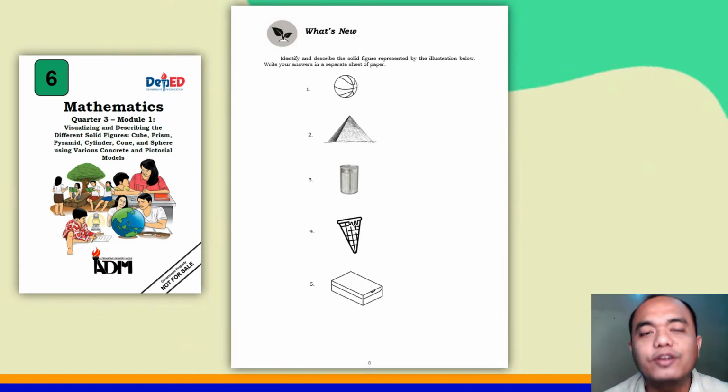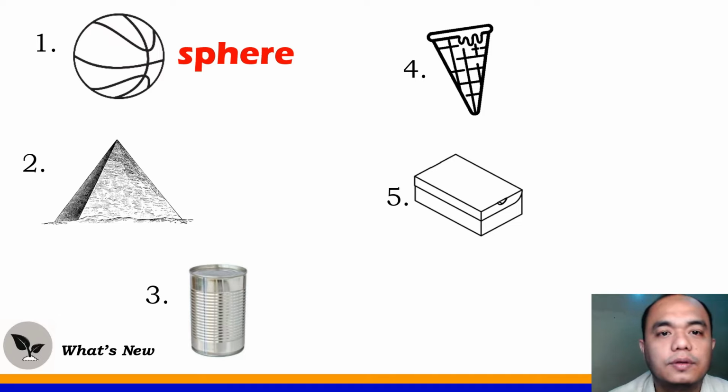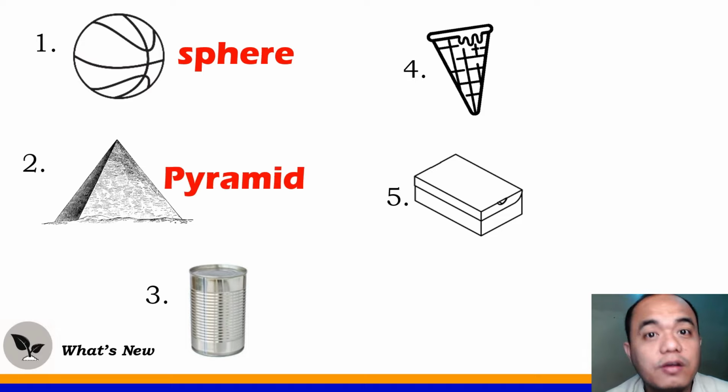And this could be found on page 8. On this part, class, again, no need to write your answer. Just answer orally, okay? On this activity, we will still identify what type of solid figure is shown in each item. Number 1, what is the name of this figure? Yes, that's a sphere. Ball is a sphere. Next, number 2. What's that? Number 2 is, yes, a pyramid.